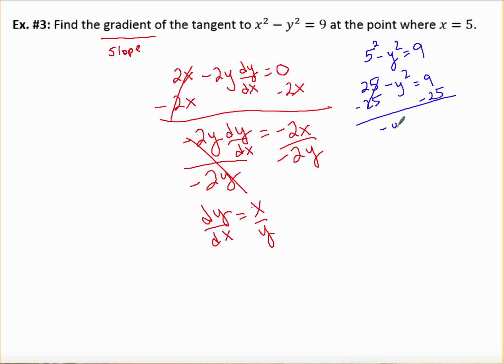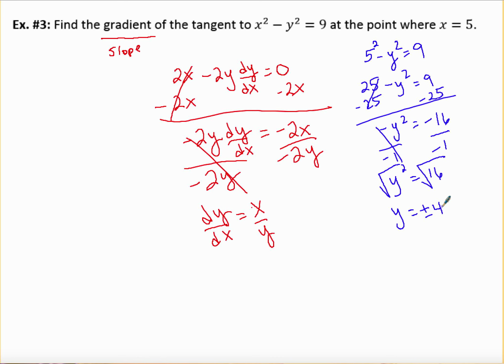That's going to give me negative 16, which I'll divide both sides by that little pesky negative 1. And I get y squared is equal to 16. When you take the square root on both sides to get rid of that square, you'll get that y is equal to plus or minus 4.